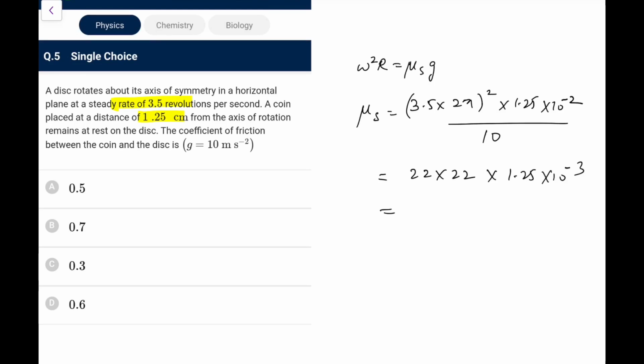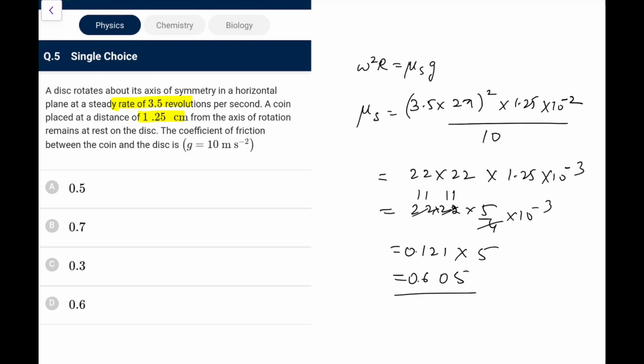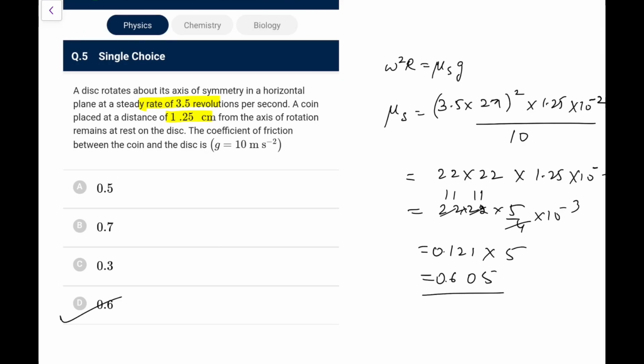You can do this. So 22 into 22, and 1.25 can be written as 5 by 4. So this is 11, 121 into 5, or I can write it as 0.121 into 5. So it comes out as 5 ones are 5, 5 twos are 10, and this is 6. So it is 0.605. So go for option D in this case. This is going to be your answer.